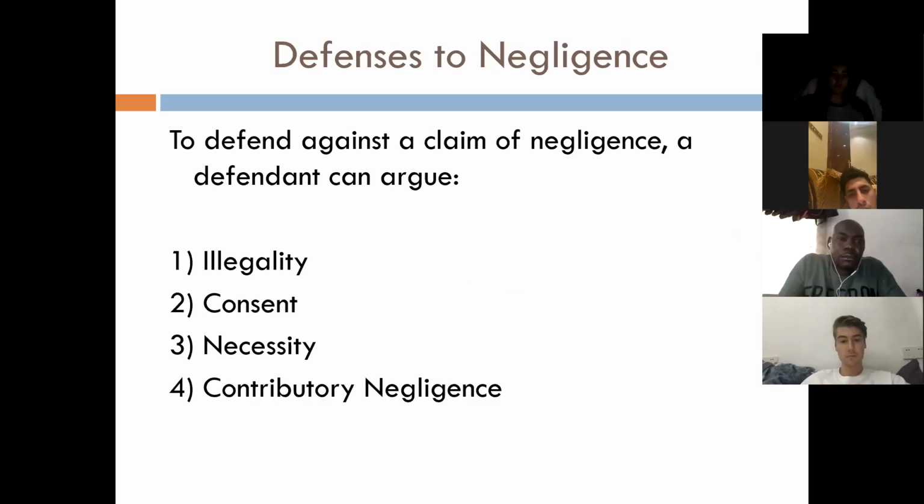Harry, what's the definition of eggshell skull? You are responsible for the type of damage, it doesn't matter the extent of it. You take people as they are, as long as it's foreseeable that the damage, there's causation basically. Correct. Your negligence caused the damage. Well, but it has to be foreseeable.